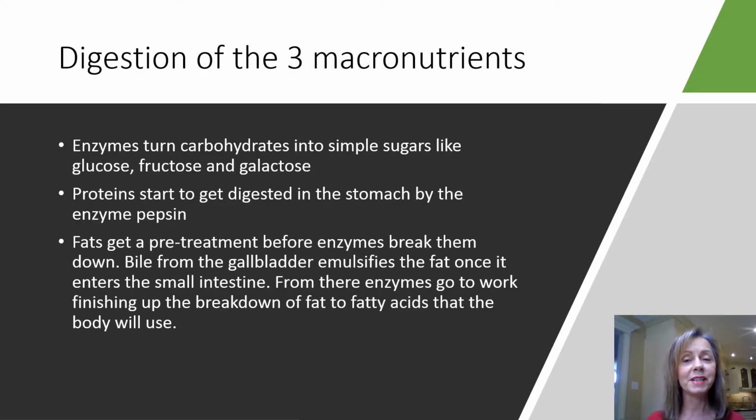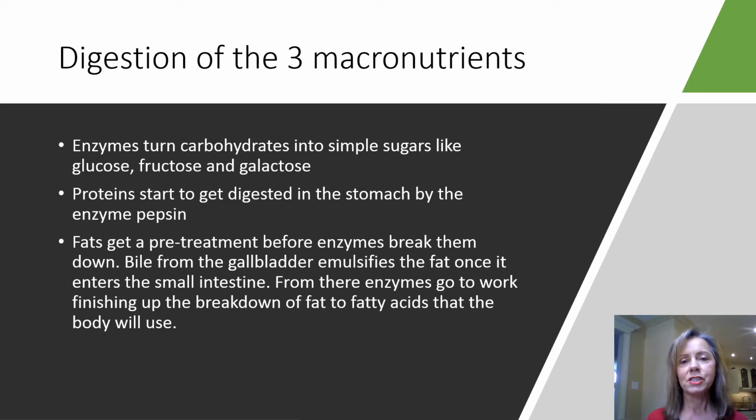Enzymes turn carbohydrates into simple sugars like glucose, fructose, and galactose. This starts in the mouth and continues in the small intestine. Once the carbohydrates have been broken down, they can now be absorbed through the microvilli. If you notice on the last slide, there were blood vessels right below the microvilli.